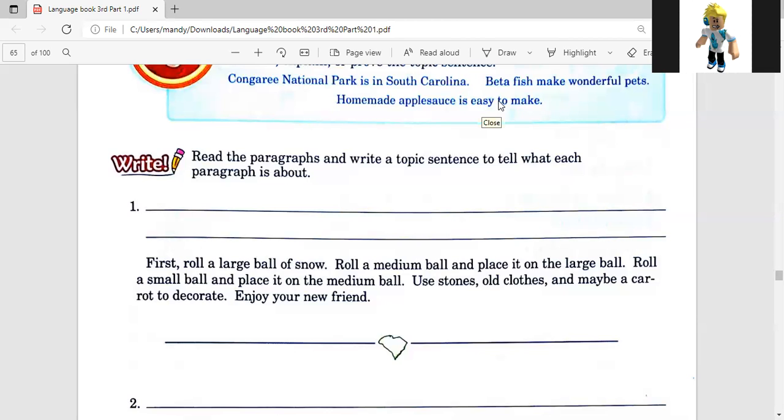What is the paragraph about? ¿De qué habla el párrafo? Okay, give me a topic. Deme un tema o una idea para ponerle a este párrafo.